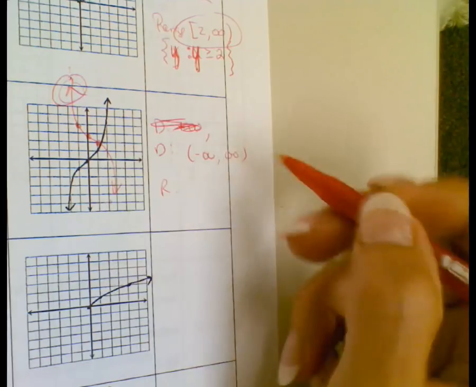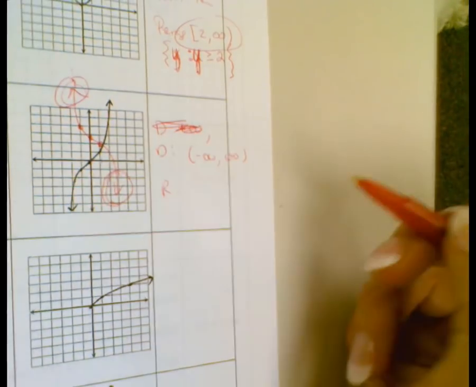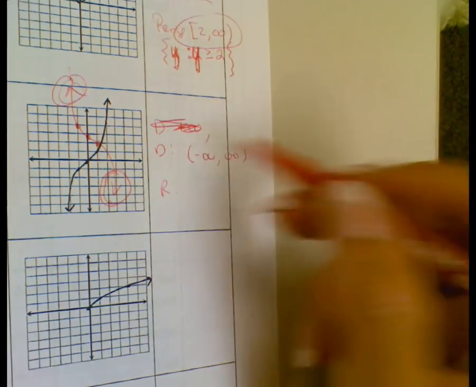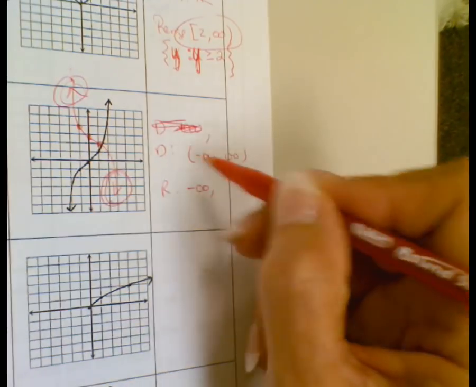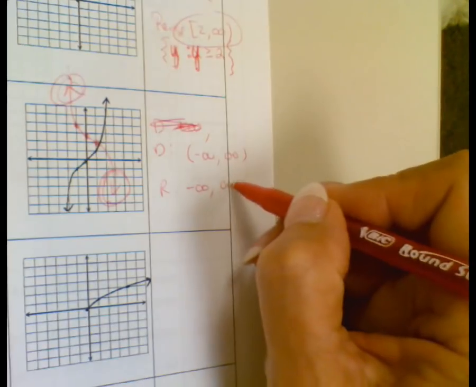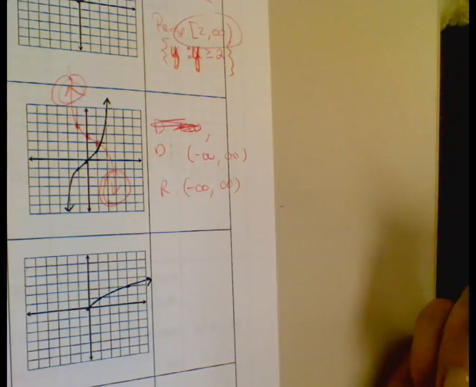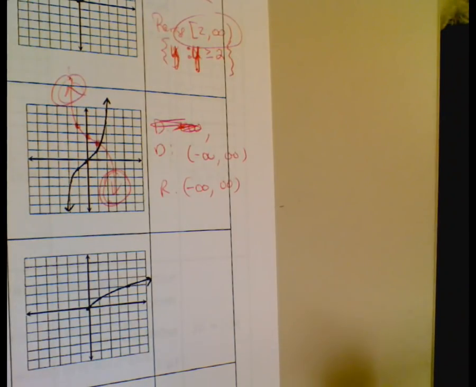The range, how low does it go? It's going pretty low, right? It's going to -infinity. How high does it go? Positive infinity. So pretty much with cubics, it's always all real numbers for both domain and range.